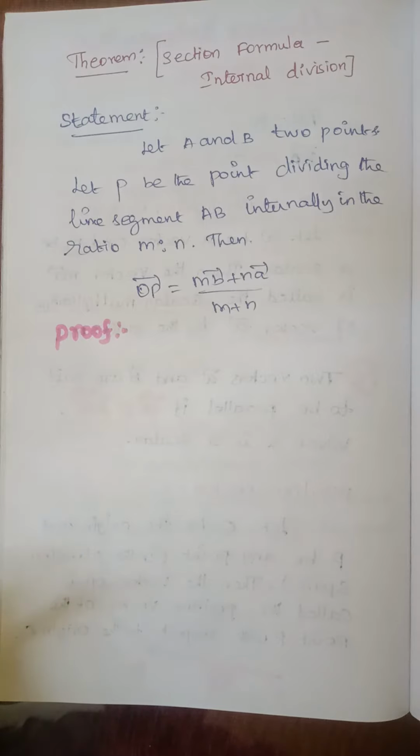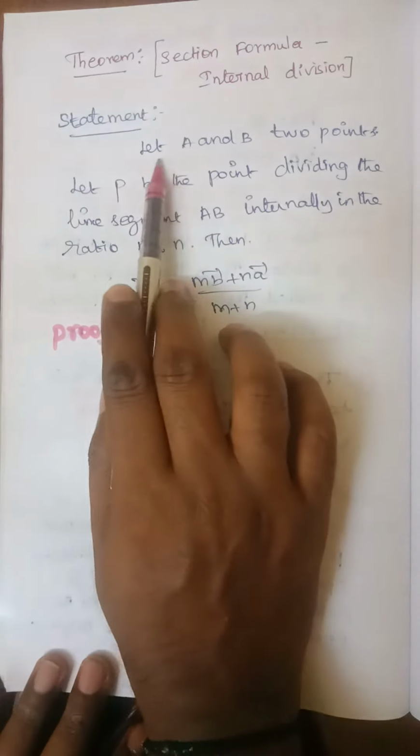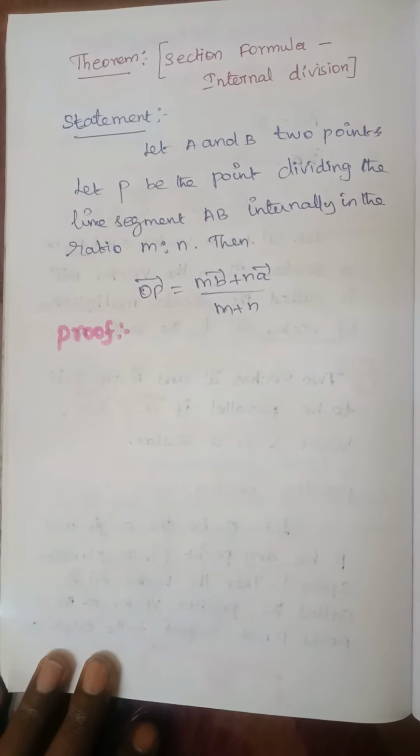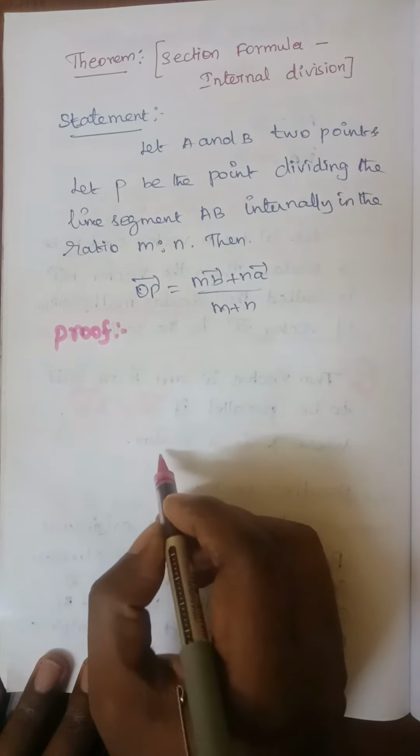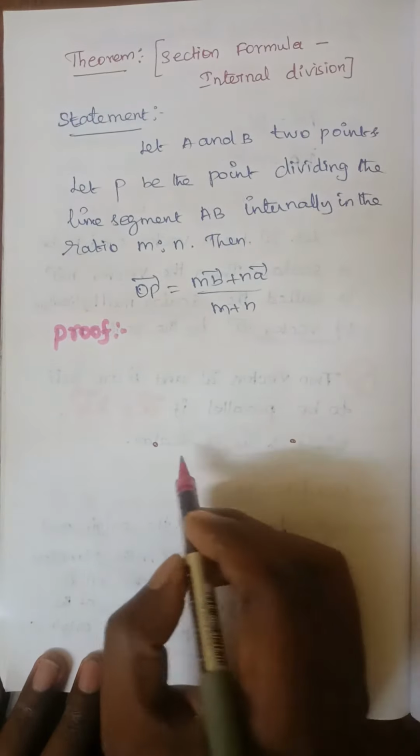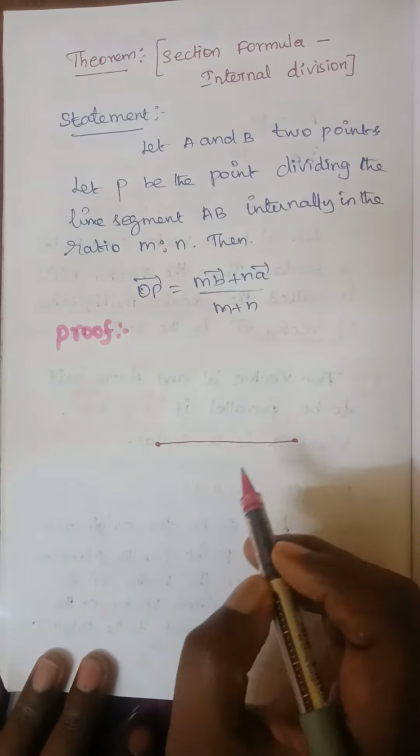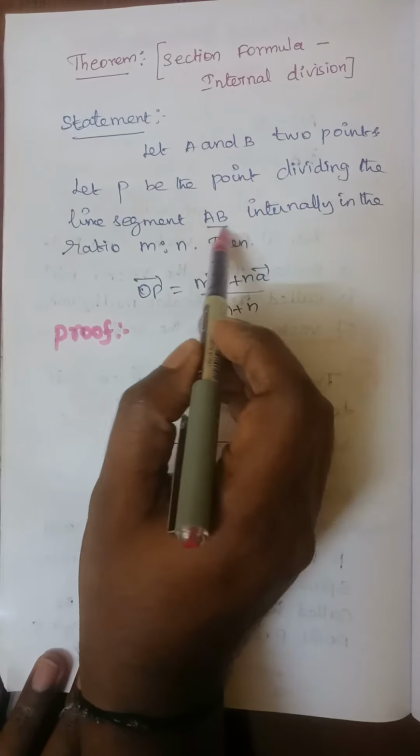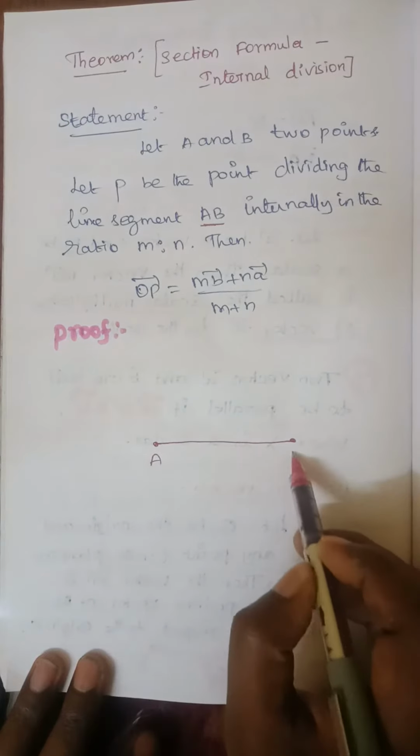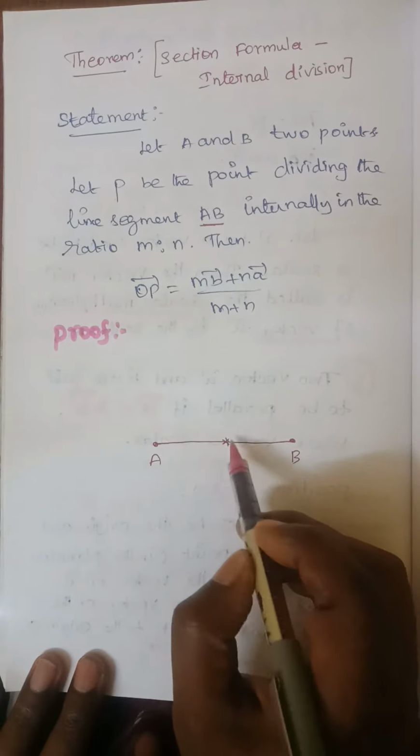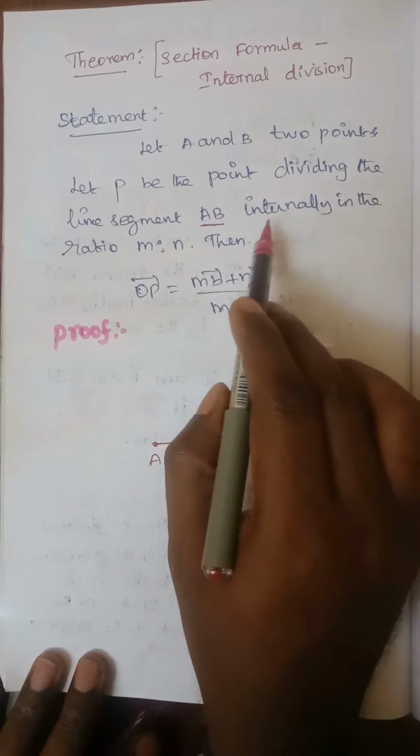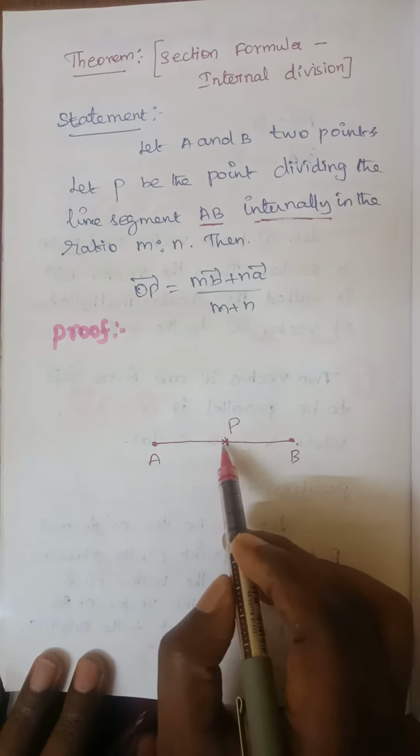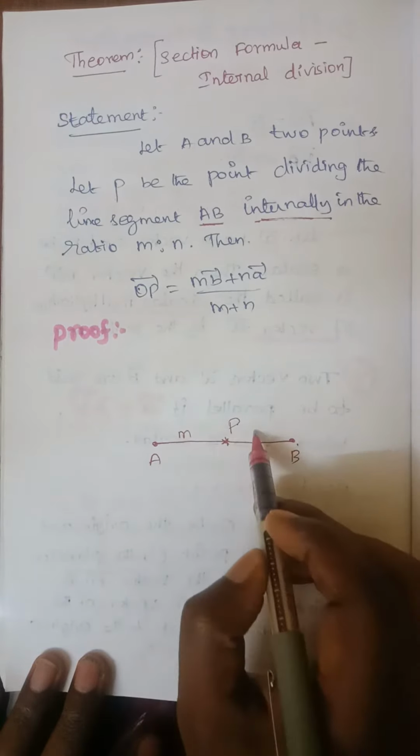So now I am going to draw the diagram. First, what is the given statement? Let A and B be two points. So first I am going to take A and B, two points. This is the line segment AB. Next, what's the given? P is the point dividing the line segment AB internally. So that's why I put this point P internally, in the ratio m is to n.